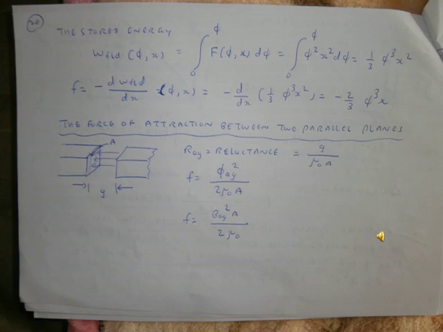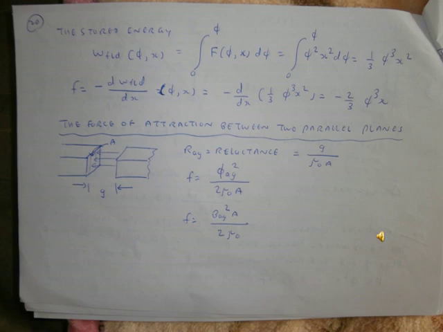The next one will be the force of attraction between two parallel planes. There are two magnetic planes, and between them there will be an attraction. The attraction force can be calculated. The planes are separated by the distance g, and their area is A. In this case, the reluctance can be calculated. R_ag is the reluctance, with the formula g divided by mu 0 A. The force equals phi_ag squared divided by 2 mu 0 A, where phi is the flux, mu 0 the permeability, and A is the area, F is the force. Also F equals B_ag squared A divided by 2 mu 0, where B_ag means the flux density, A is the area, and mu 0 is the permeability.